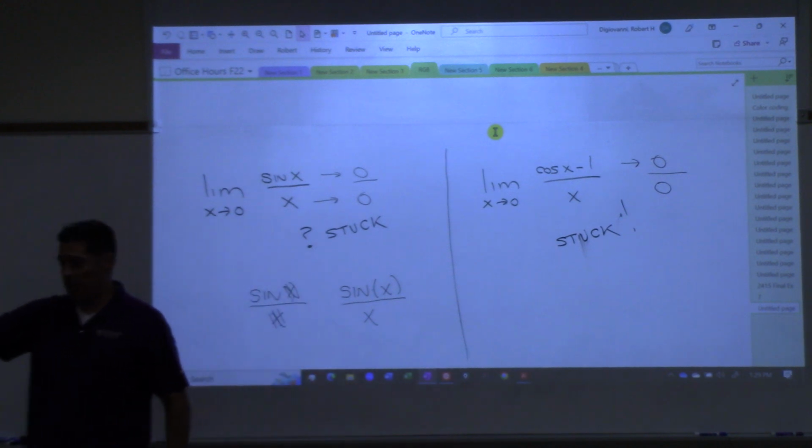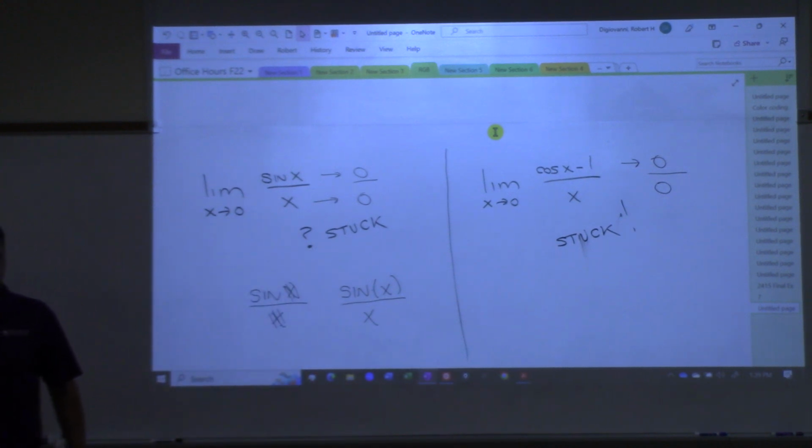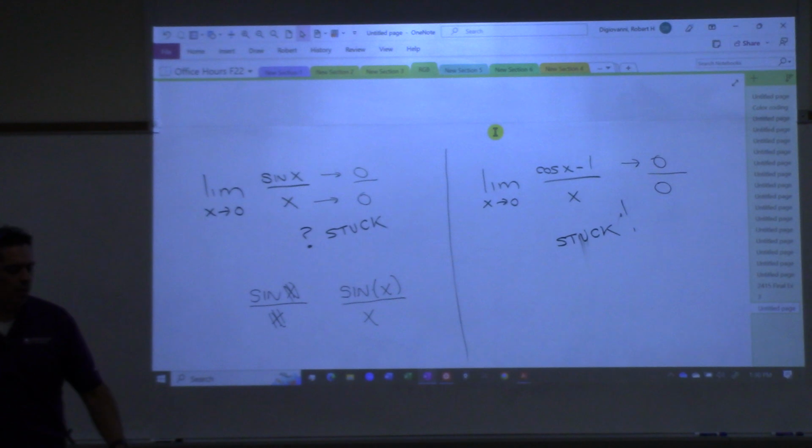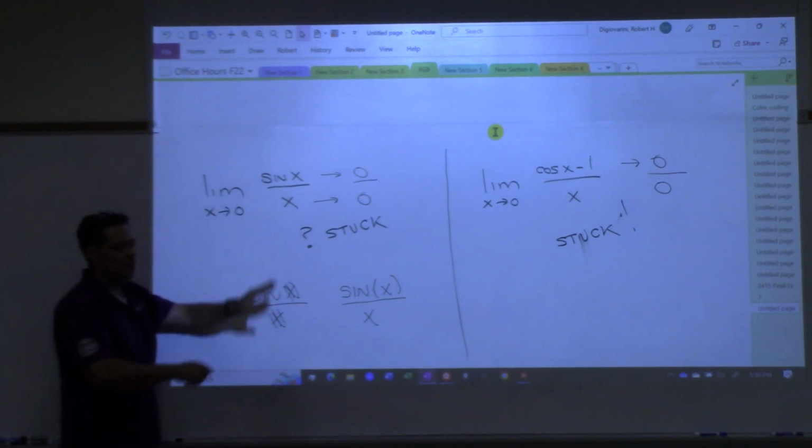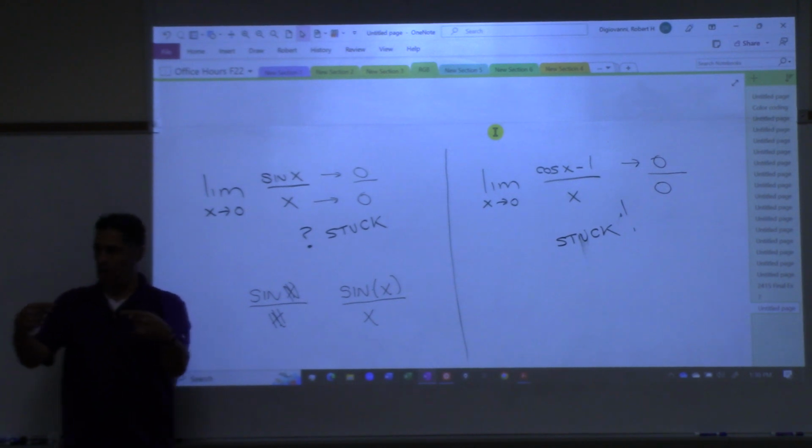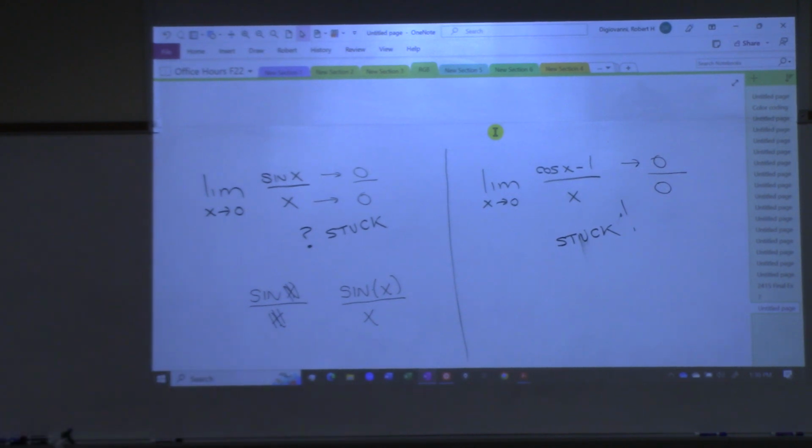So we could go graph it on Desmos, couldn't we? How about we graph the first one and just see what happens? I'm going to graph sine x over x, and we're going to look at what happens to the graph as we go to 0. Just see what it looks like.